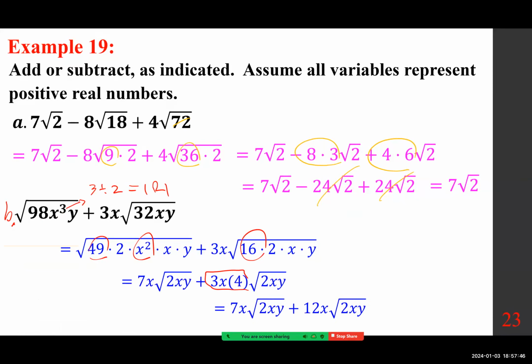And notice this part is identical to this part. So 7 and 12, 19x square root of 2xy. They must be identical, otherwise we can't combine them. And that's the idea.